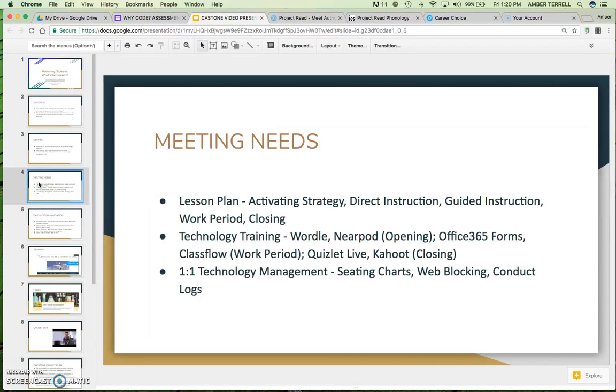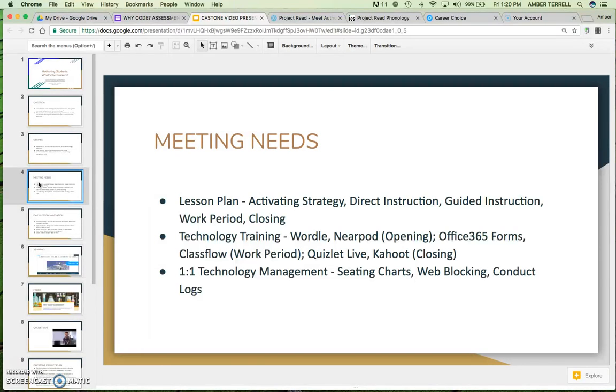To meet those needs, the lesson plan for this technology integration included an activating strategy, direct instruction, guided instruction, a work period, and a closing. Technology training was attended by all connections teachers to learn to implement Wordle and Nearpod during the opening phase of instruction, Office 365 forms and ClassFlow during the work period, and Quizlet Live and Kahoot during the closing.